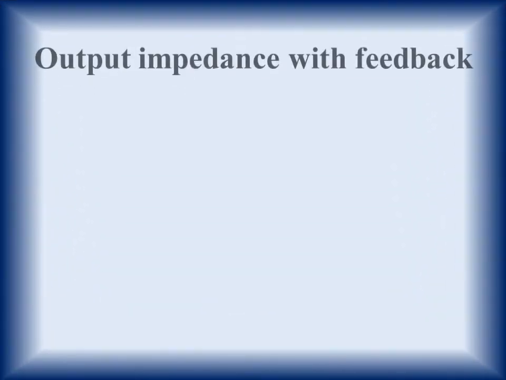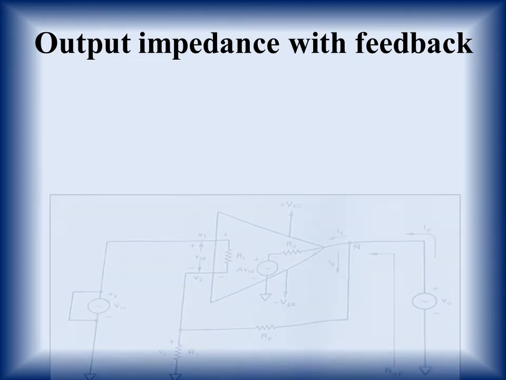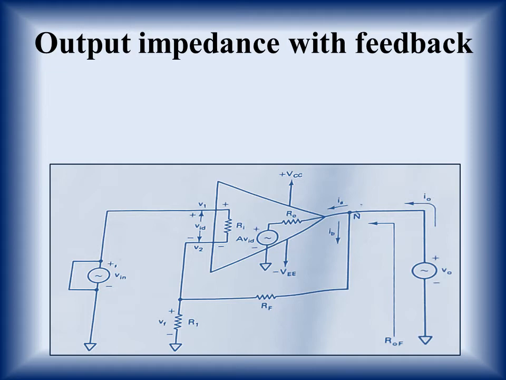Now next is output impedance with feedback. So again we have taken the same circuit using equivalent circuit of an op-amp, but in the diagram you can see that we have shorted the input signal, and in place we have also applied an additional signal voltage V naught in the output. Why we have done this, we will discuss now.